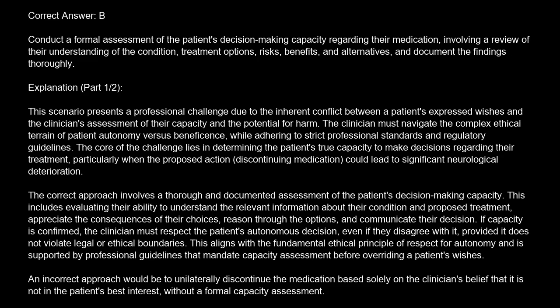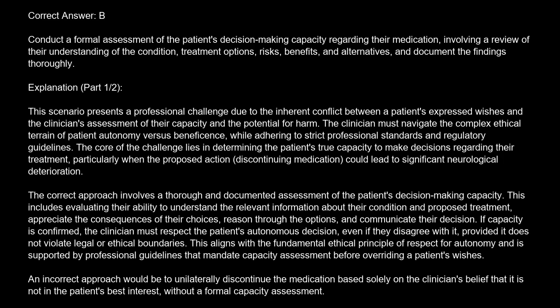The correct answer is B. Conduct a formal assessment of the patient's decision-making capacity regarding their medication, involving a review of their understanding of the condition, treatment options, risks, benefits, and alternatives, and document the findings thoroughly.